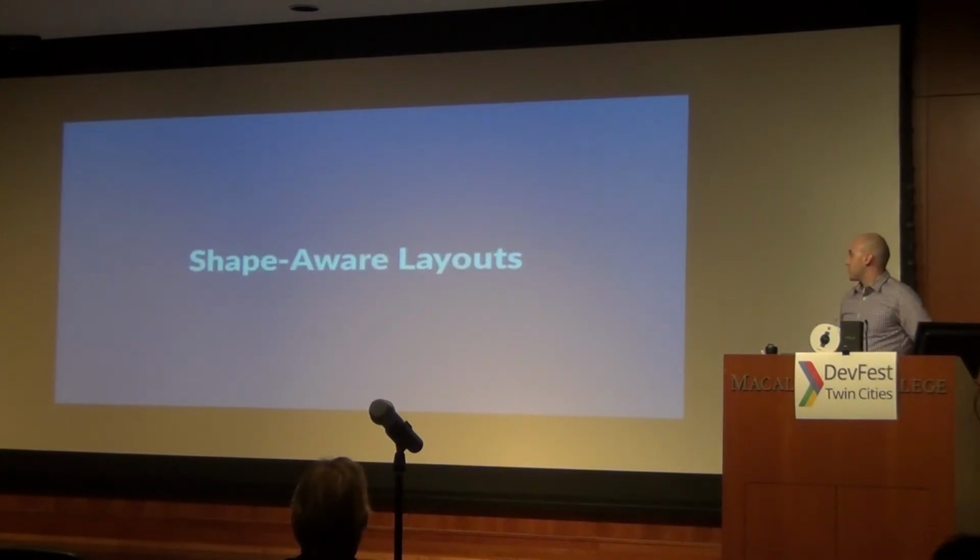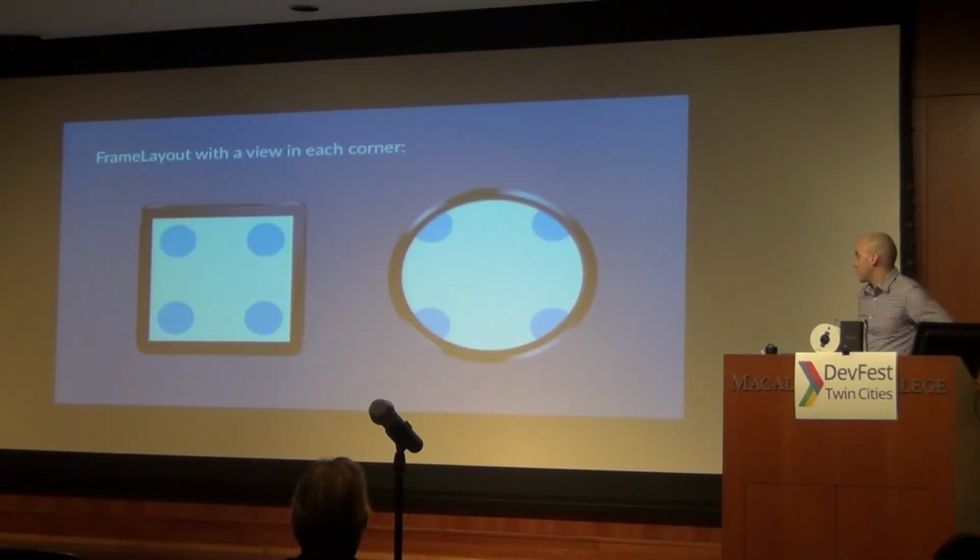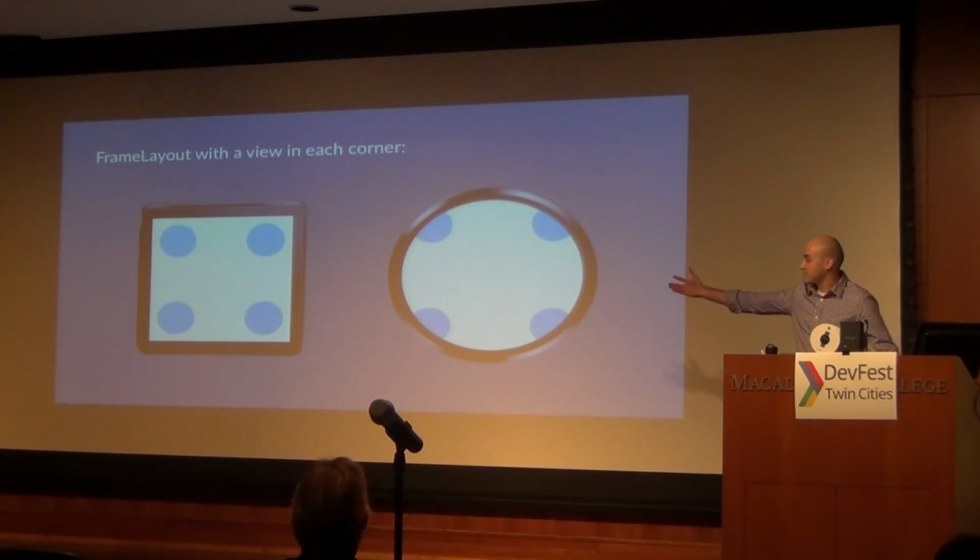So let's start with shape-aware layouts. So let's say we start with a normal layout. Let's just start with a normal frame layout. Put views in the corner. That's going to look just fine on the square watch. But if you come over to the round watch, it's getting clipped in the corners. It's not going to work. You can try to fix that by adding extra padding, but then that's just going to cram things in on the square watch for no reason, just to fix the round one. So that's not what you want to do.